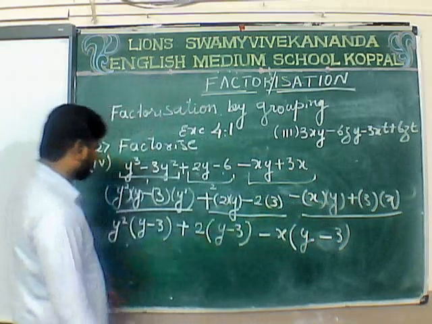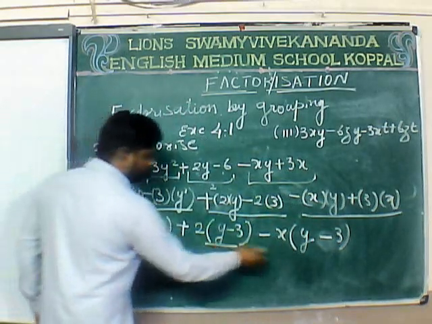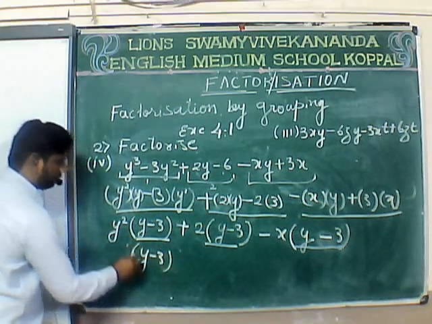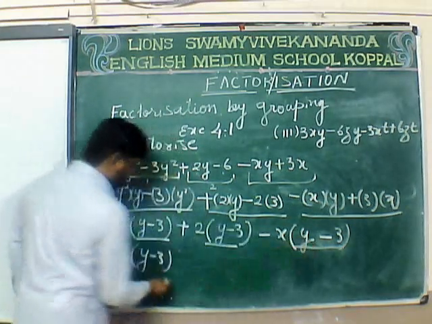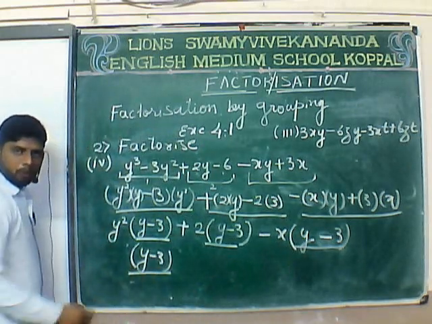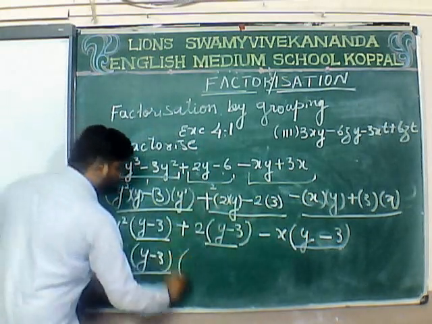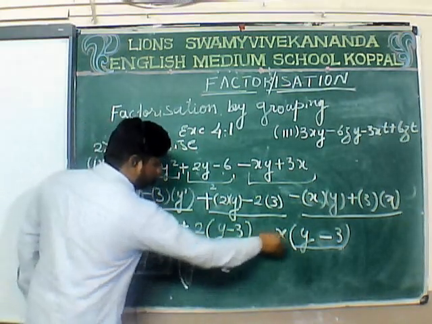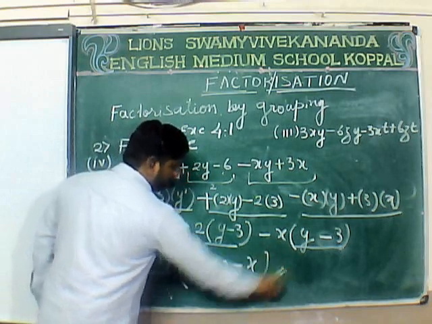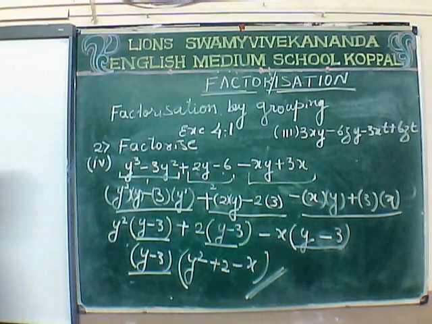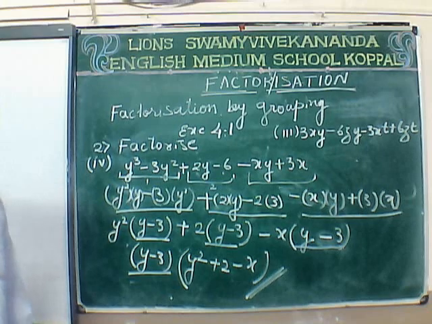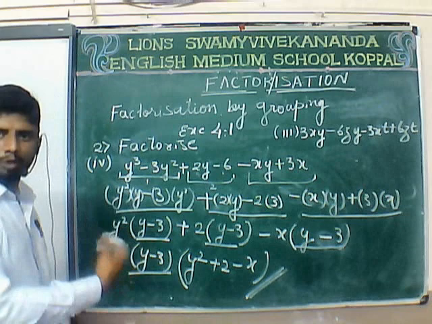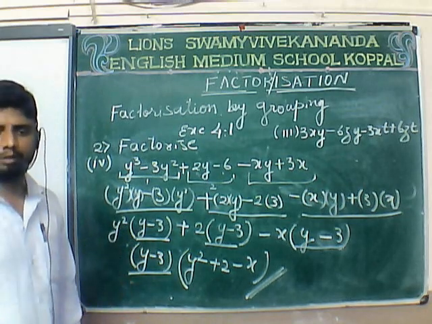That's all. So what is common in these three terms now? Y minus 3 is common in all three terms. So I took y minus 3 as common from all these three terms. Now what is left? Y square plus 2 minus x is left. So this is factorization by grouping. Hope everyone is understanding this. If you don't understand, repeat this 2 or 3 times. Surely you will understand this.